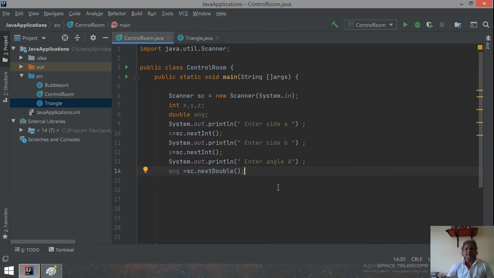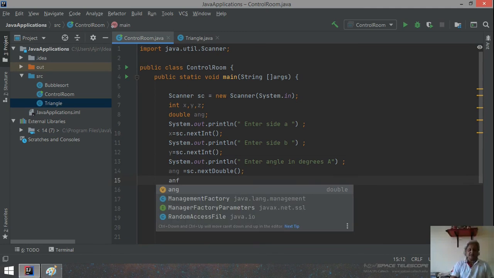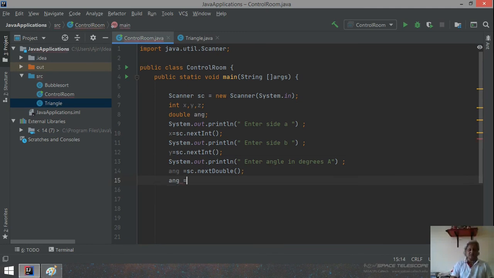Then the angle is coming here because the user is entering this in degrees. Here also I mentioned enter the angle in degrees. Okay, now I convert this ANG degree into ANG equal to ANG into math dot pi divided by 180. So this ANG has become the normal radian value.